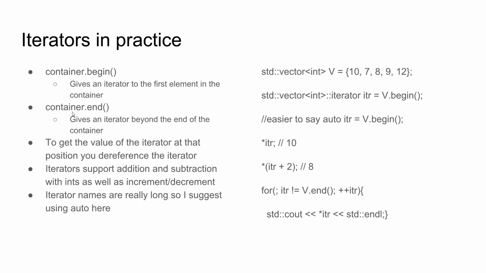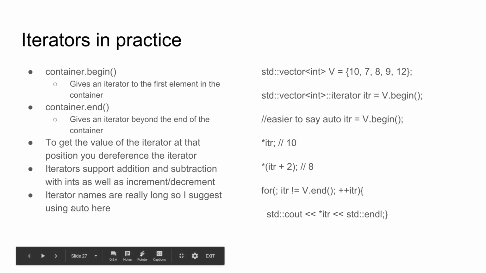To get the value of the element at the position the iterator is currently on, you dereference it with an asterisk. Some of the iterators also support addition and subtraction with ints. So if I have an iterator to the beginning of a vector, I can do that iterator plus 5 to move 5 elements into it. Not all of them, though, support this.